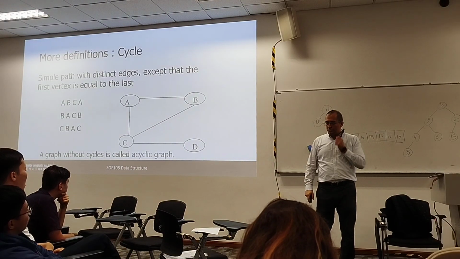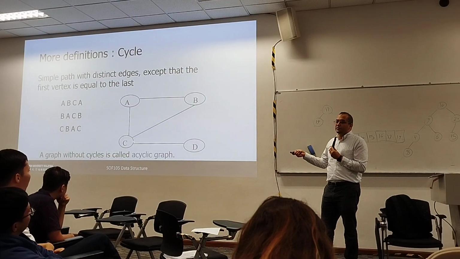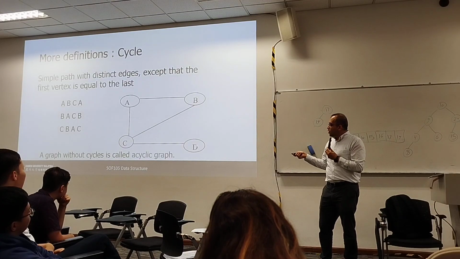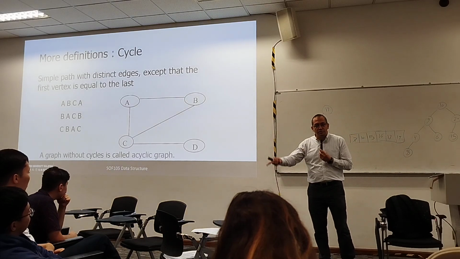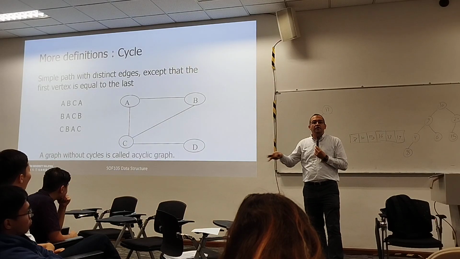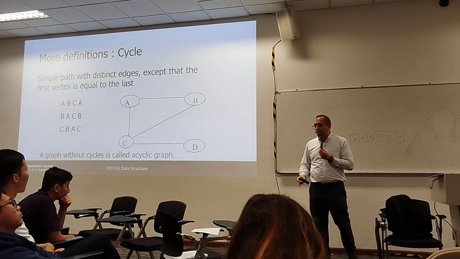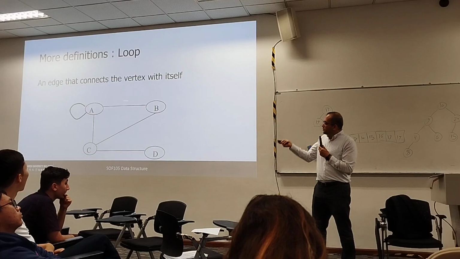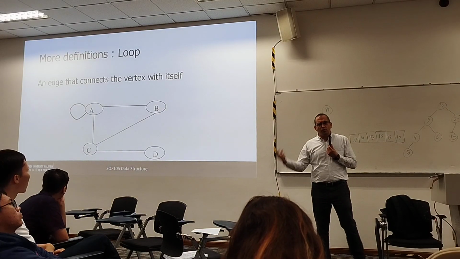I start from A, going to C. Do I have a cycle yet? No. I go to D. Do I have a cycle yet? If I go back from D to C, do I have a cycle? Yes, C is a repeated vertex. Right away, I have a cycle. If any vertex from your path is repeated, you have a cycle. This may be more clear. Loop is what? When a vertex is connected to itself. But we hardly ever use it. Only a few applications use loops.